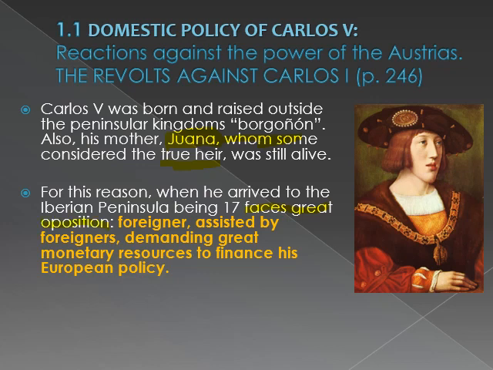He is a foreigner. He's assisted by foreigners because he brings all the men of trust from Flanders. He brings them here. And the first thing he's going to do, in the first years he arrives, is demand a great monetary resource. He's going to raise taxes. Why does he raise taxes just arriving to the Iberian Peninsula? Because he wants to campaign to be chosen emperor. We already mentioned that he's going to be chosen emperor in 1519. But why all this money to be chosen emperor?